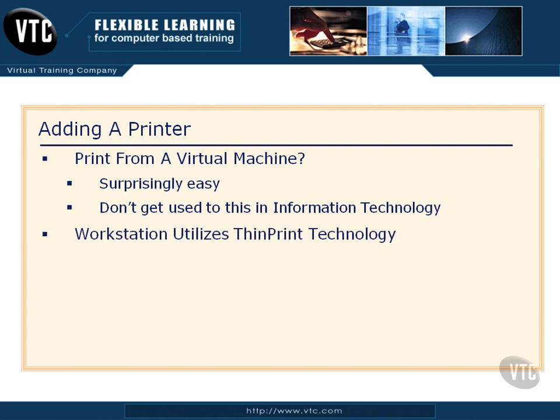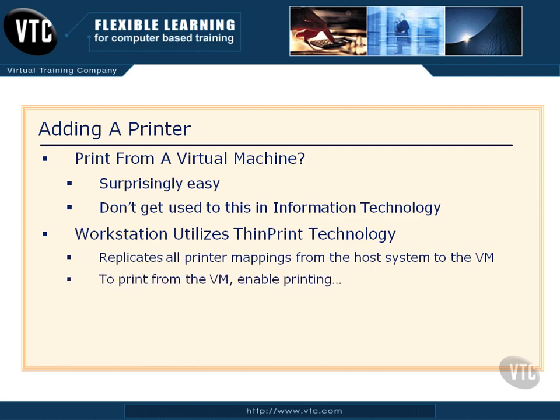Okay, well, Workstation utilizes some really cool technology called ThinPrint, and what it does is it just automatically replicates all the printer mappings from the host system right into the virtual machine. So to print from the virtual machine, you just enable printing and print. Now the cool thing is on a lot of these operating systems it's just enabled, so you just print. So let's go out and take a look at Workstation, and I'll show you where this is, how to find it, and kind of how to mess with it.